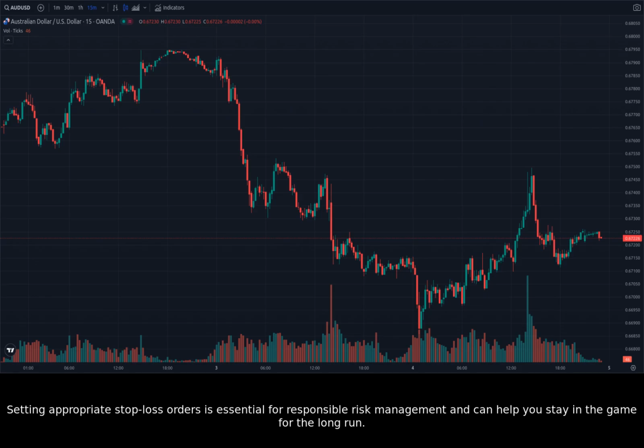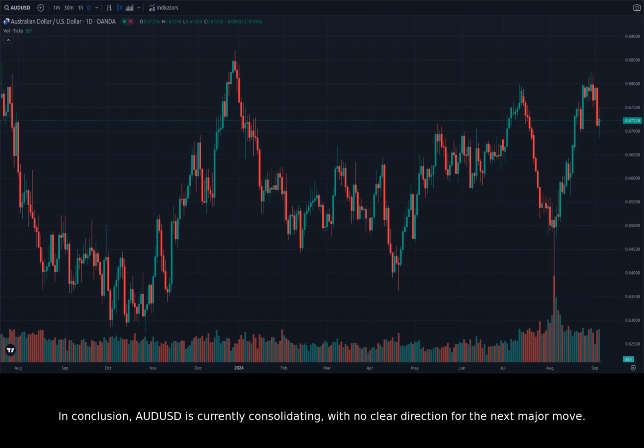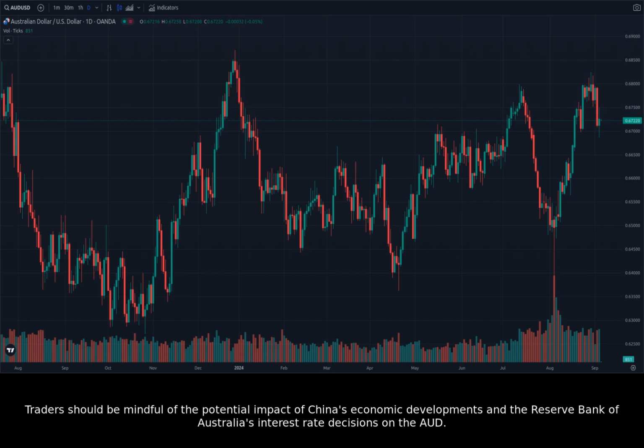In conclusion, AUDUSD is currently consolidating, with no clear direction for the next major move. There are potential support levels around 0.64 and resistance levels around 0.67. Traders should be mindful of the potential impact of China's economic developments and the Reserve Bank of Australia's interest rate decisions on the AUD.